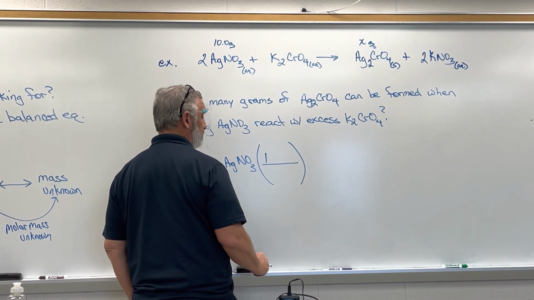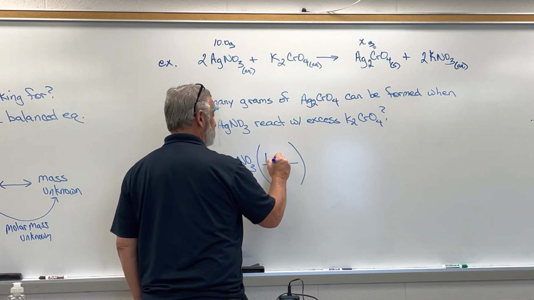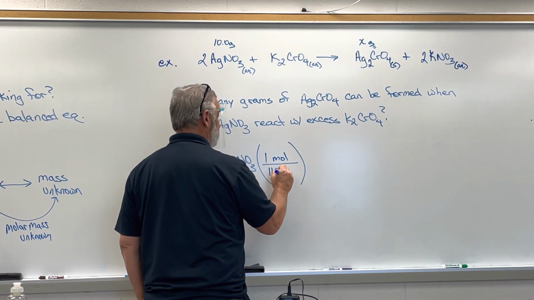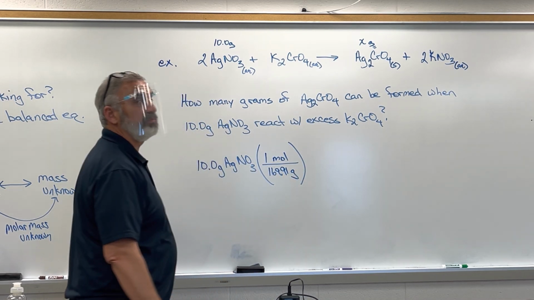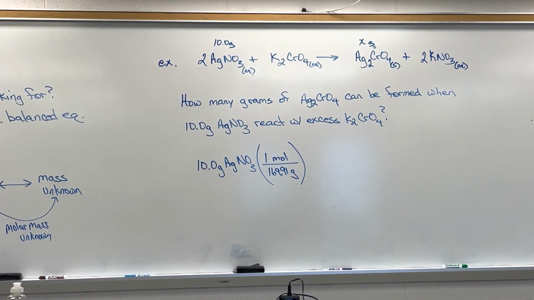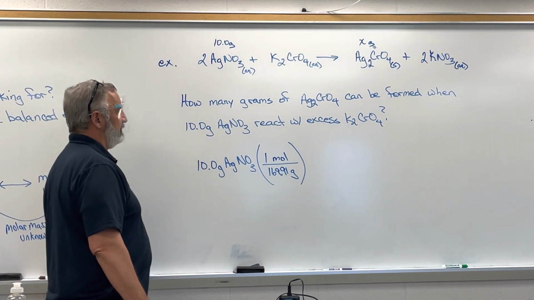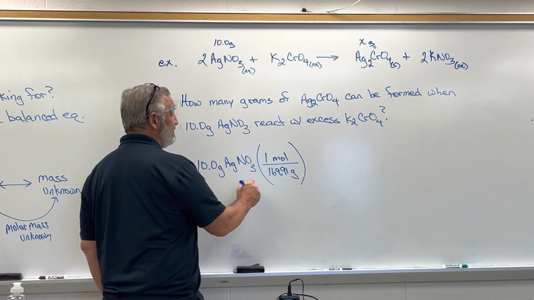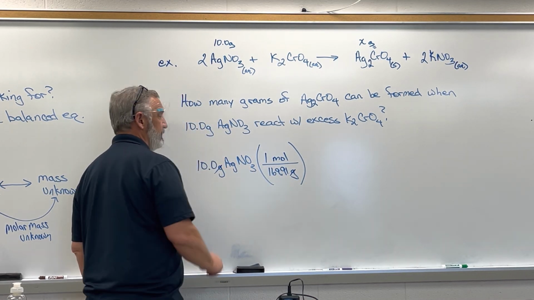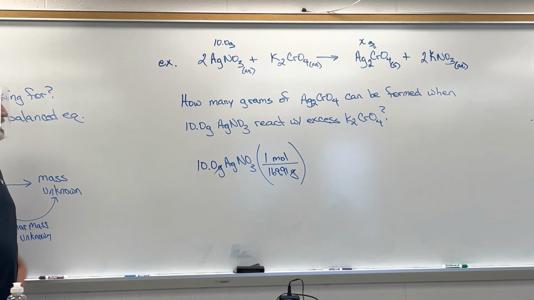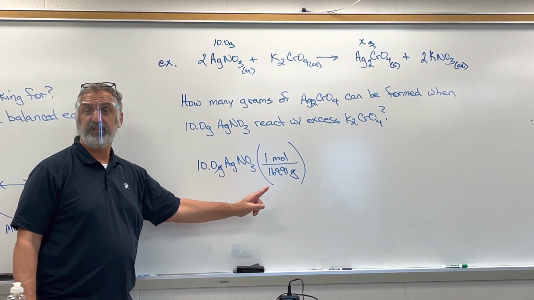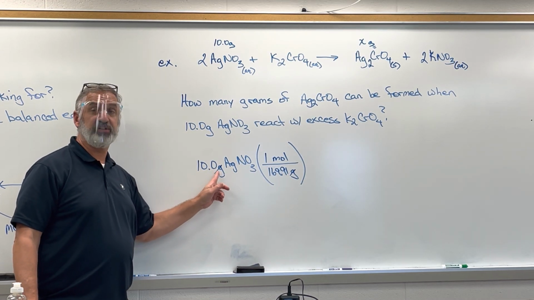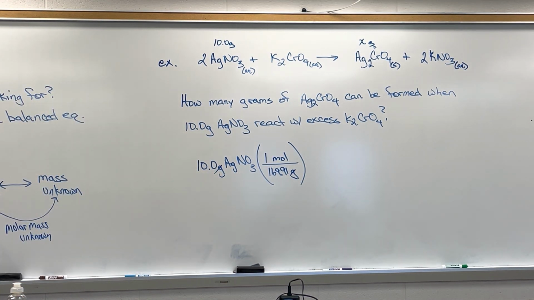Where does grams need to go? On the bottom, so we're going to say 1 mole of 169.91. Okay, so if I stopped right there, what do I find? The molar mass. Well, that's the 169, but if I do this divided by this, I'm left with moles of silver nitrate given. So I'm just going from here to here.